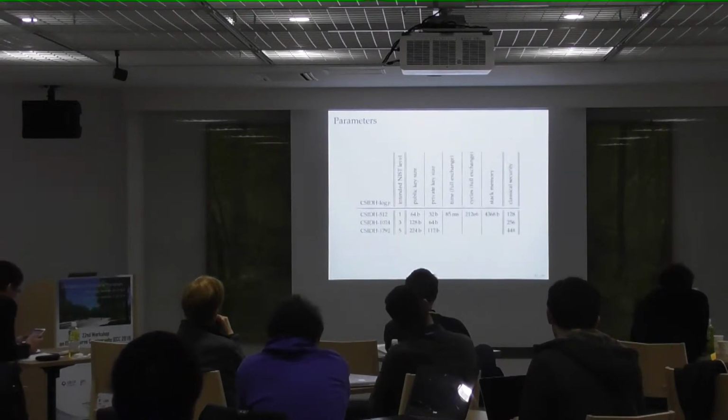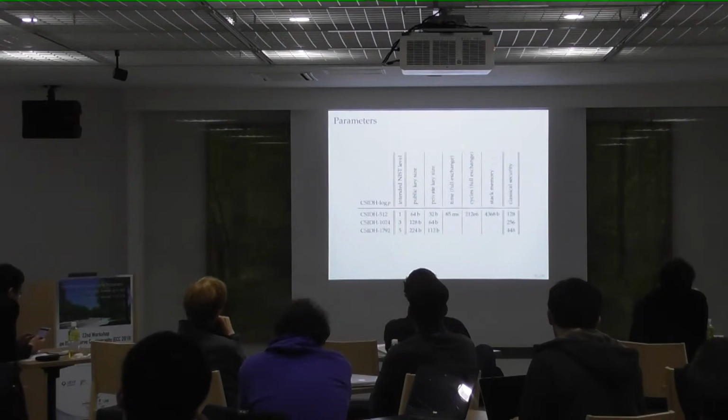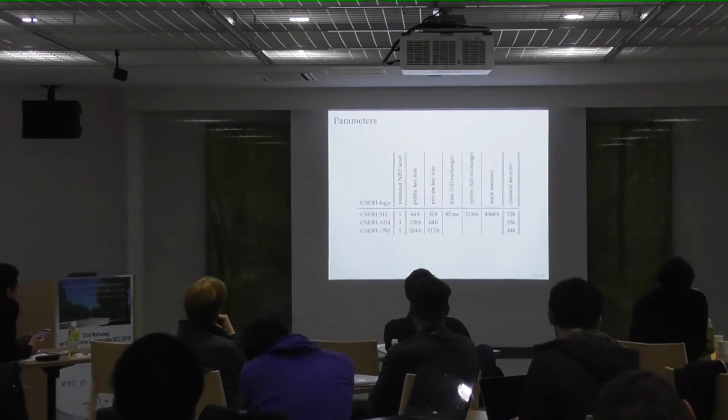And these are our parameters. You see there are a lot more numbers for CSIDH 512, because it's much easier to do simulations there, as it's smaller. We have a public key size of 64 bytes, a private key size of 32 bytes. It takes 85 milliseconds for a full key exchange. The stack memory is also pretty low, 4,368 bytes. Classical security is 128 bits. The higher levels are maybe a little more conjectural, because it's quite hard to do simulations there. But this is roughly the parameter set.